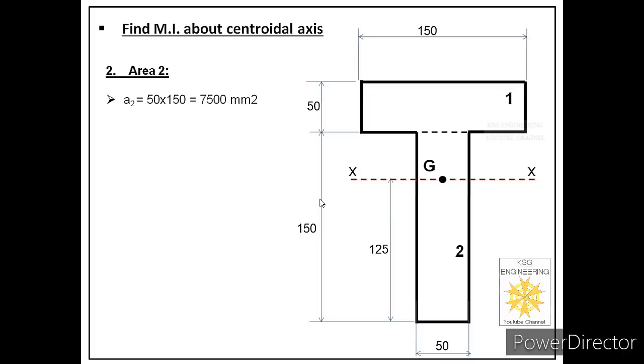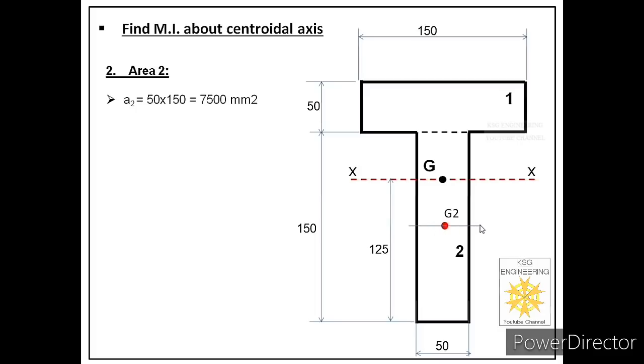After that, what is the next step? The next step is to locate the centroid of area 2. So where will the centroid of area 2 lie? It will lie at L by 2 and B by 2. So how much is L? L is 50. So it means it will lie 25 mm from this end. How much is B? B is 150. It means it will lie at 75 mm from the bottom. So after locating the centroid of area 2, from that centroid we will draw one axis parallel to the main axis. The main axis is a horizontal axis. So the axis drawn through the centroid must be a horizontal axis.